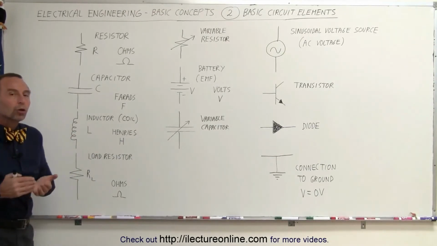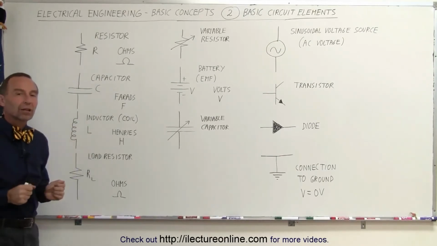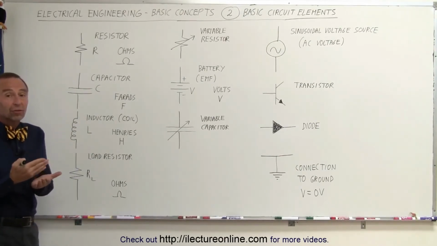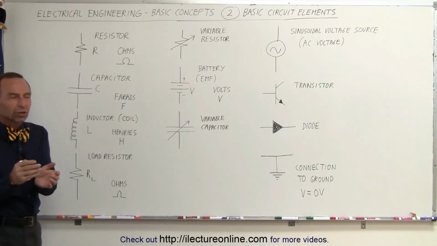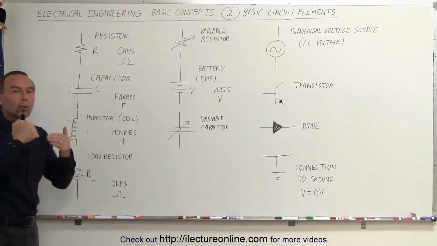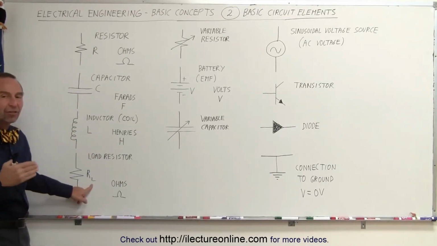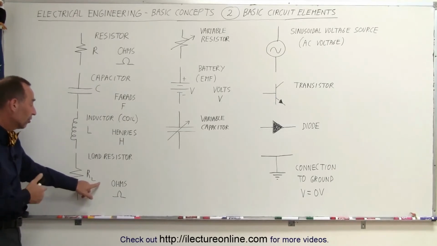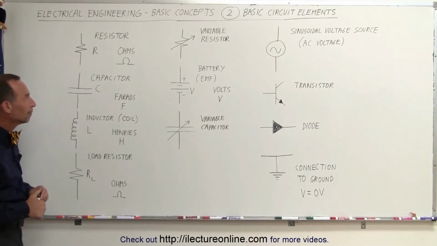Sometimes we have what we call the load resistor. We have an entire circuit and we attach another device onto that circuit. That device usually has some sort of resistance, and we call that the load resistor. It's not really part of the circuit. It's simply we load the circuit with this device or with this resistor. So it's called the load resistor, and we have a sub L to indicate that that's the load resistor. Just like a resistor, the units are ohms. We use the Greek letter omega.